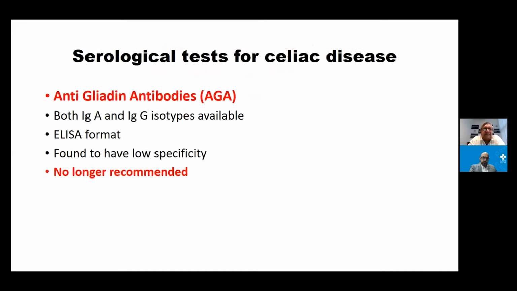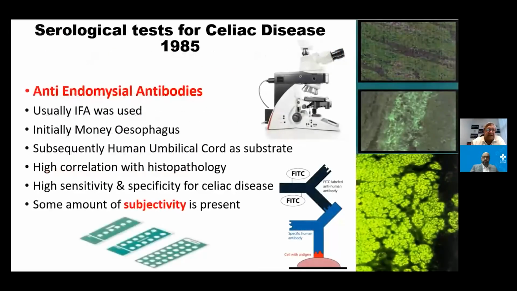The serological tests for celiac disease include anti-gliadin antibodies. As I told you, anti-gliadin antibodies were the first antibodies to be described. Both IgA and IgG isotypes were available in ELISA format, but they were found to have low sensitivity and specificity, and so they are no longer recommended. The serological test recommended as the best method was described in 1985, in which they found that anti-endomysial antibodies, usually detected by indirect immunofluorescence assay, initially using monkey esophagus as the tissue and subsequently human umbilical cord as the substrate, would give high correlation with histopathology.